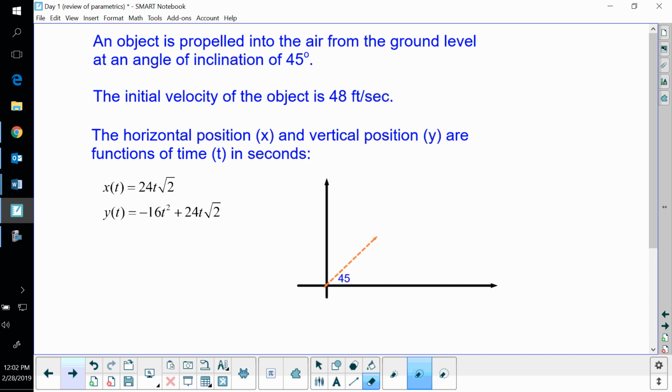So an object is propelled into the air from ground level at an angle of inclination of 45 degrees, and that is shown in the diagram. We've got our initial velocity of 48, and the horizontal and vertical positions are represented by the parametric functions listed there for x of t and y of t. So x of t represents the horizontal component of the object's movement, where y of t is the vertical component of the movement.